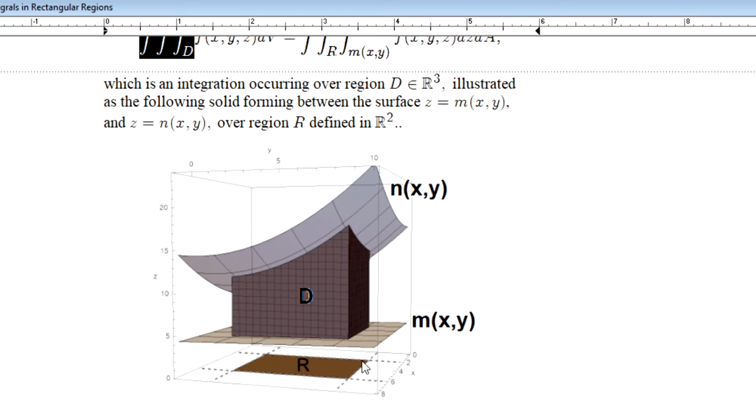G of x in this picture we might actually say is this line here, and h of x in this picture would be this line here, across bounds from a to b for x, where a might be this line here, and b would be this line here. Those bounds on x and y defining this region R down here in 2 dimensions.